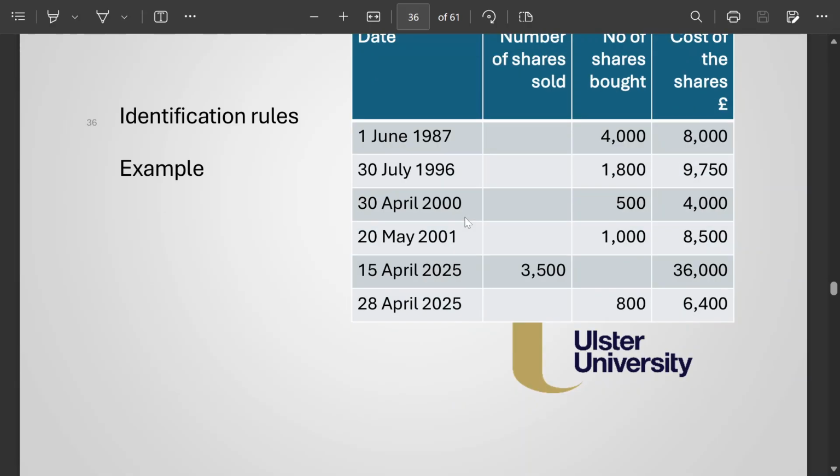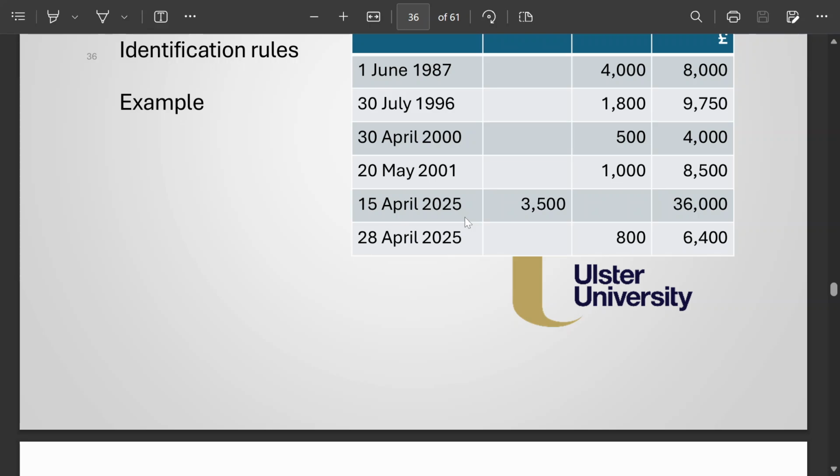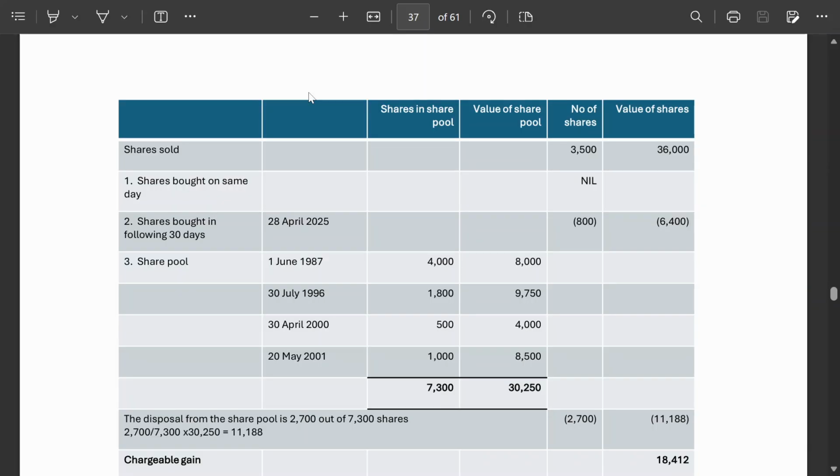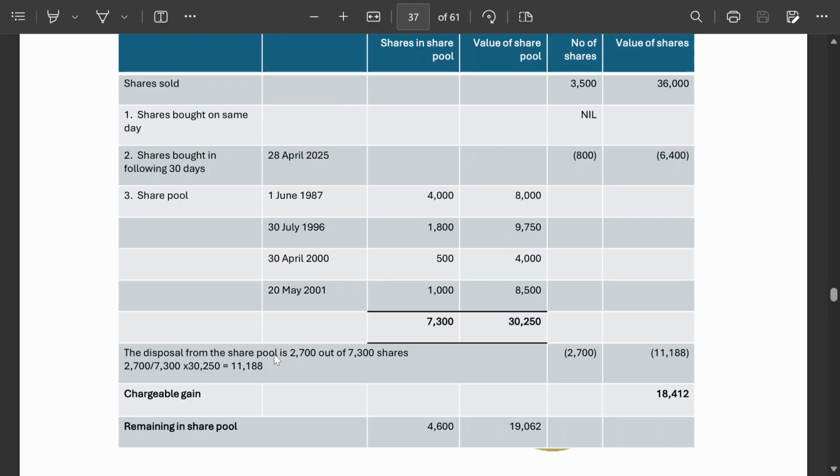Let's see the calculation. This is the information already given to you about the holdings. This is all your section 104 holding, until you come to this date. Until 20 May, before 15th April, this is all your section 104 holding, which is all the shares which you have. So what is in the share pool? Let's do the whole calculation here.